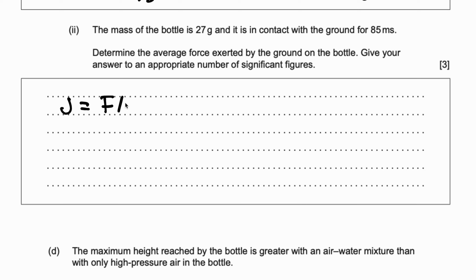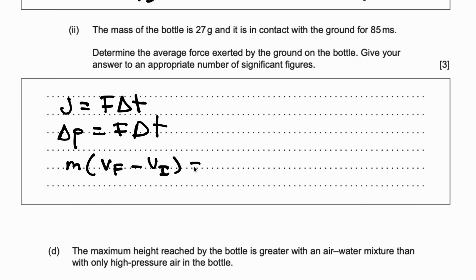impulse, J is equal to F delta t. Now we know that impulse is nothing but the change in momentum, and change in momentum is the mass times the change in velocity. So m times (v final minus v initial) is equal to the force times the change in time. Okay, how do we do this?